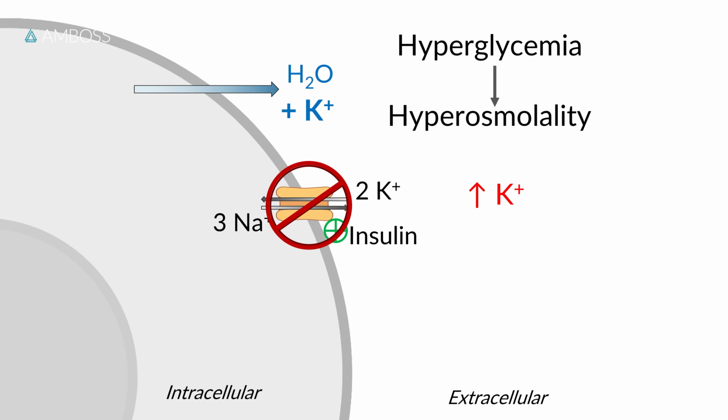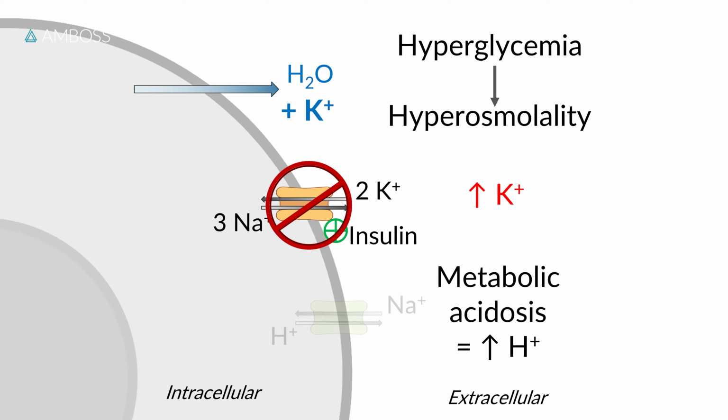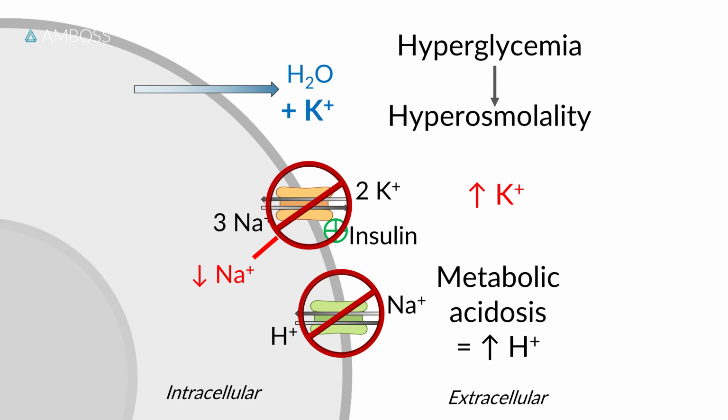Lastly, elevated protons and acidosis inhibit the sodium-hydrogen antiporter. This decreases the intracellular sodium gradient, which also decreases activity of the sodium-potassium pump, further increasing extracellular potassium. So even though serum potassium can be normal or even elevated, total body potassium is reduced.